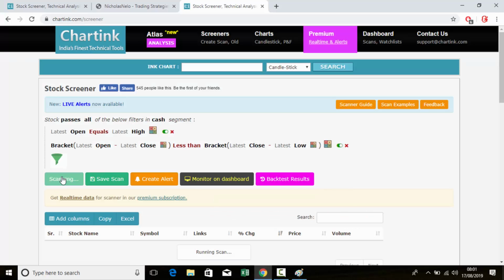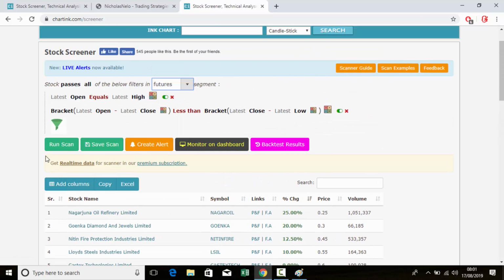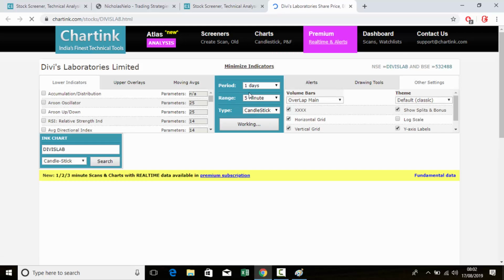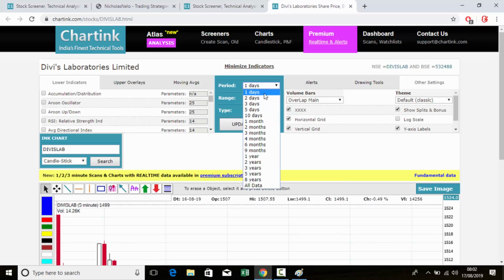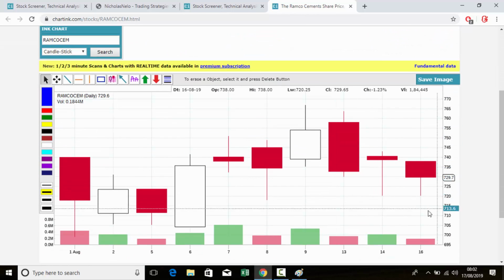Okay, now we just run the scan. So many stocks come, we just change it to futures stocks. And okay, two stocks come. Let's see, is it matching our condition? DVS Lab, one day chart, range daily, period 1 month or 10 days. See, hammer pattern, exact pattern we got here. Another one, Ramp position. See, hammer pattern. So it's very simple. Anyone can make a scanner like this.